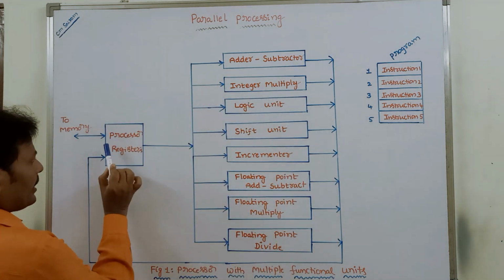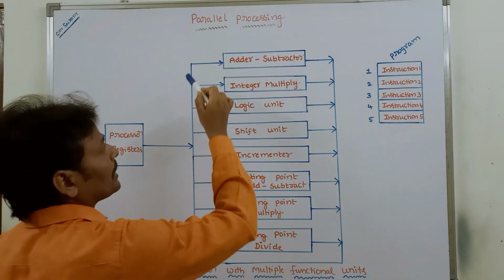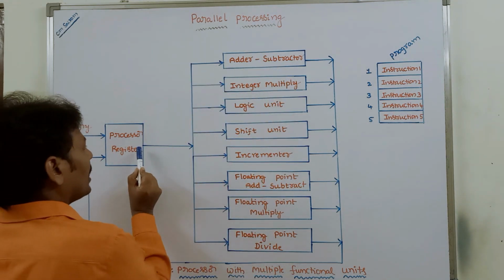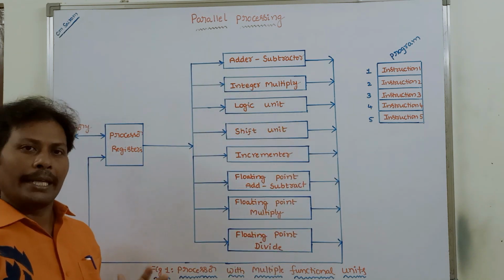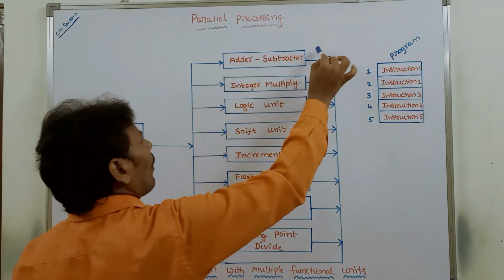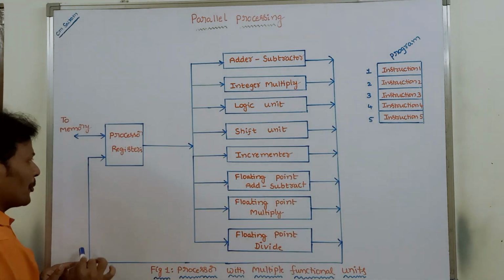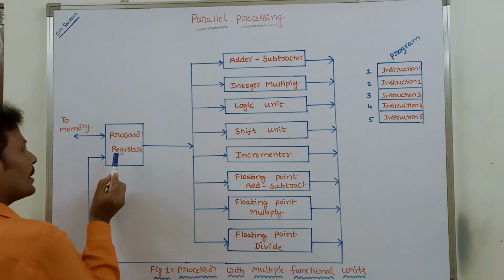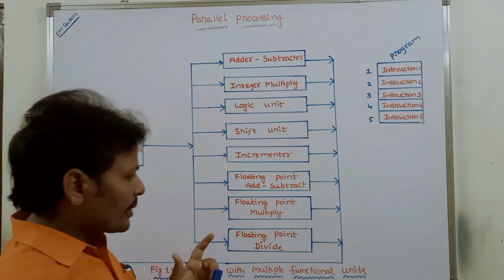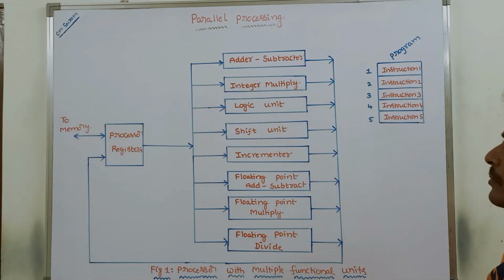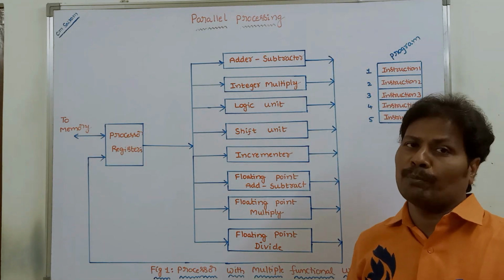Next one, here the processor registers provide the input data to perform a particular operation in a particular functional unit. By this direction, we are providing the data. Okay. Once all the operations are completed in all units, the result can be passed to processor registers. After that, it can be stored into the memory unit. So in this way, more than one instruction can be executed at the same time.